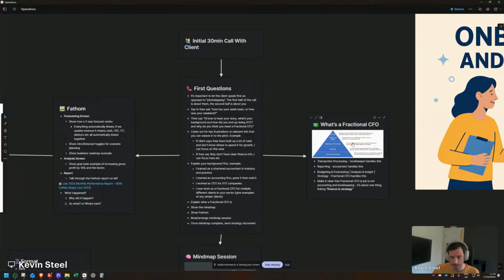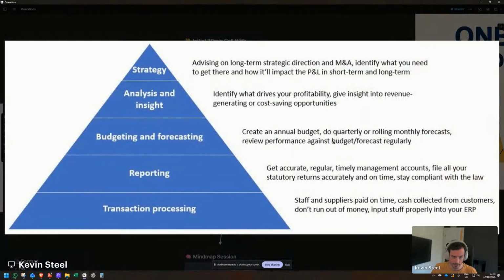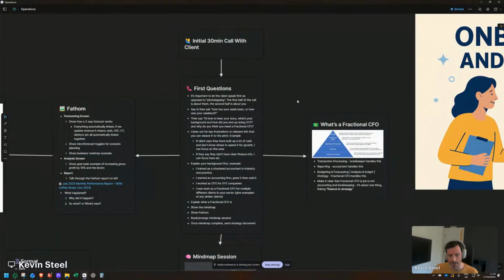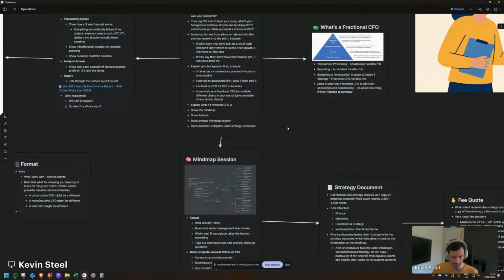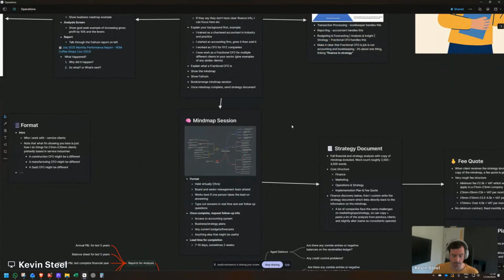That usually gets the client thinking, okay, cool, I understand that. My bookkeeper does that, my accountant does that, you're going to do that. Great. So it clears up a little bit of ambiguity in terms of what actually is a fractional CFO. And then next, I will show them a mind map session, which I run through. So I will show that to you guys now.